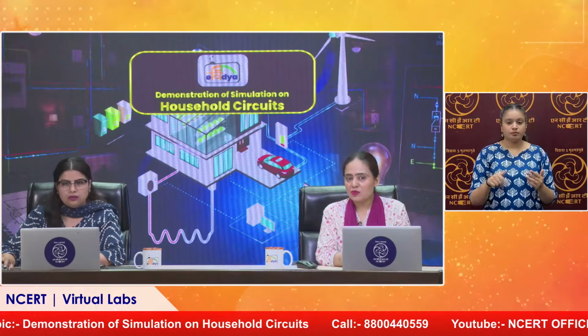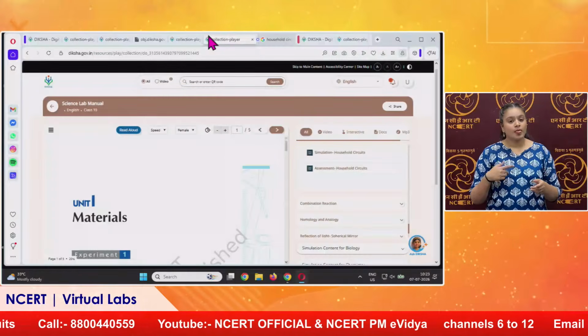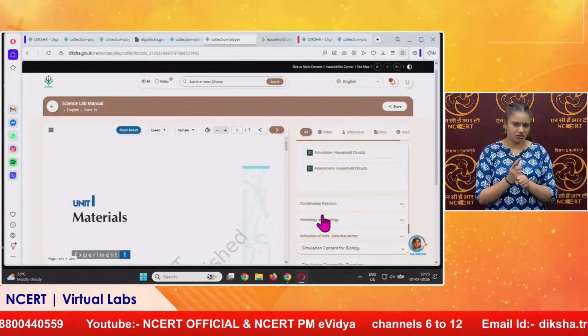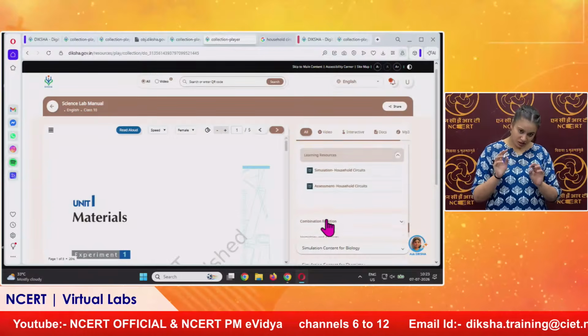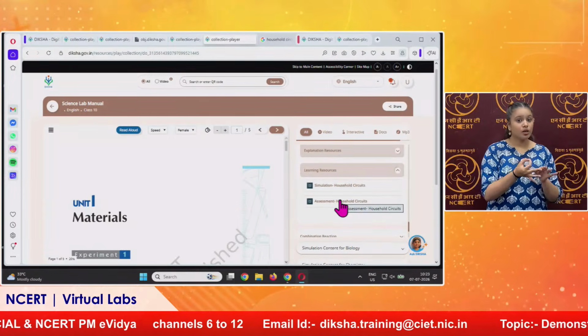We have a self-evaluation segment here. It doesn't mean that you don't require a teacher. You definitely need a teacher, but when you test your understanding and you still have problems, you can always go back to the theory, the NCERT textbooks, or your teacher.